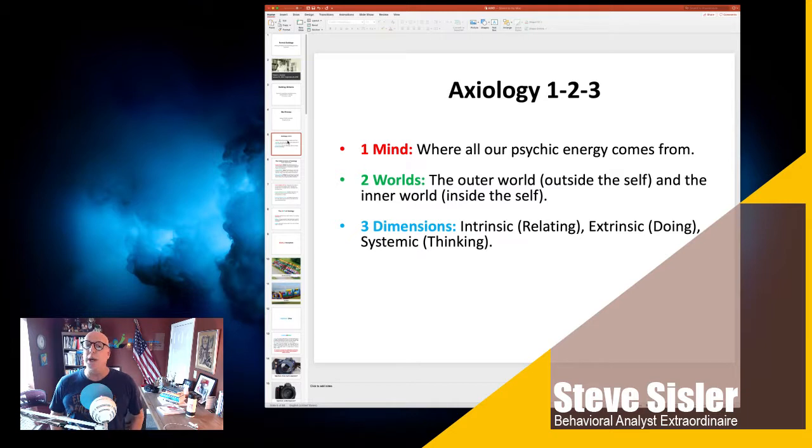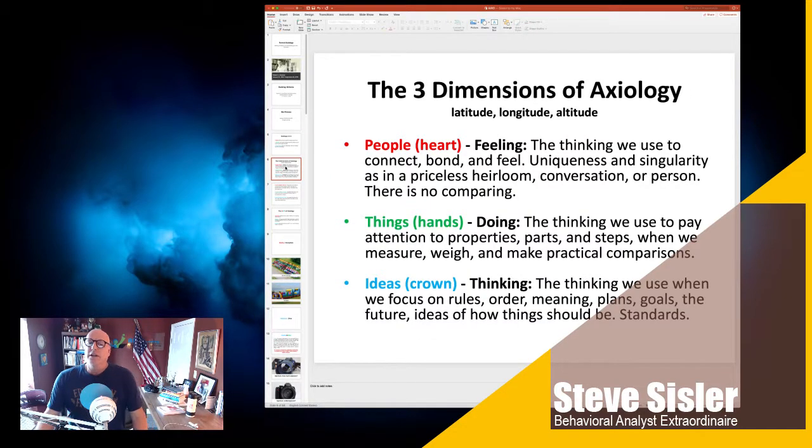Extrinsic is all about doing things. It's a practical sense. And so when we're doing things, we're thinking a certain way. And then systemic, which is thinking itself. And we will break these down. So the three dimensions of axiology: think latitude, longitude, altitude. And so, it's in space-time. That's how we're pinpointing the way we think in our brains.